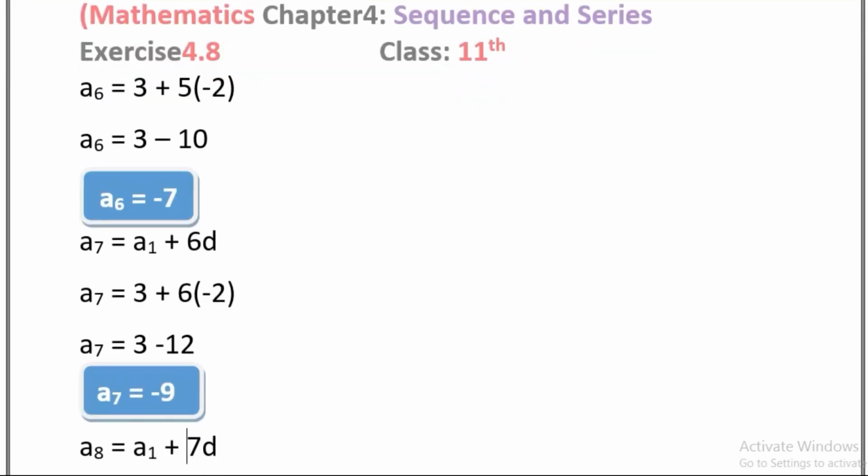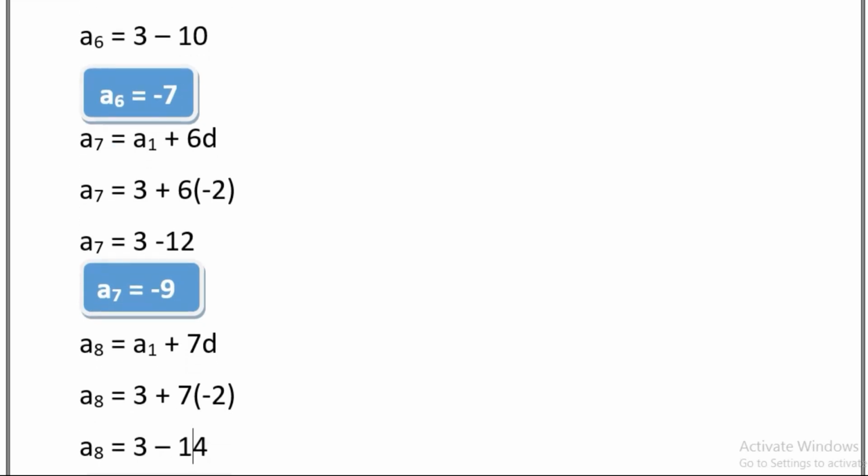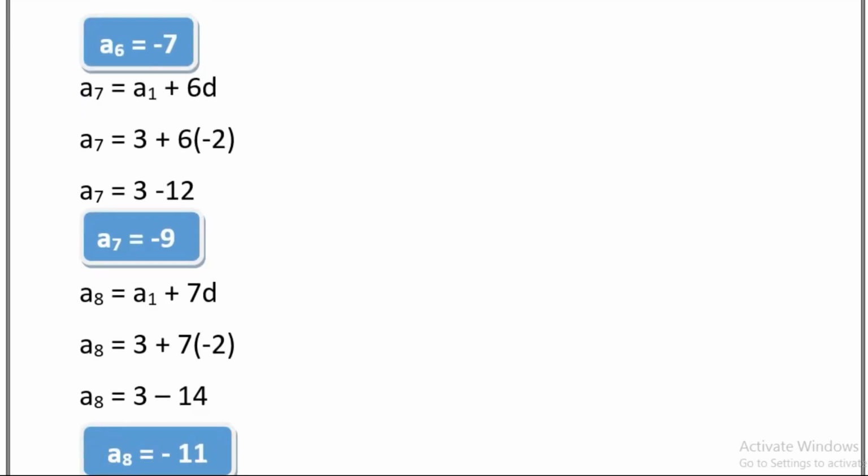Next the eighth term, that is a1 + 7d. By putting the values, a1 is 3 plus 7 into d, where d is equal to -2. 7 into -2 is equal to -14, and 3 - 14 is equal to -11. Hence a8 is equal to -11.